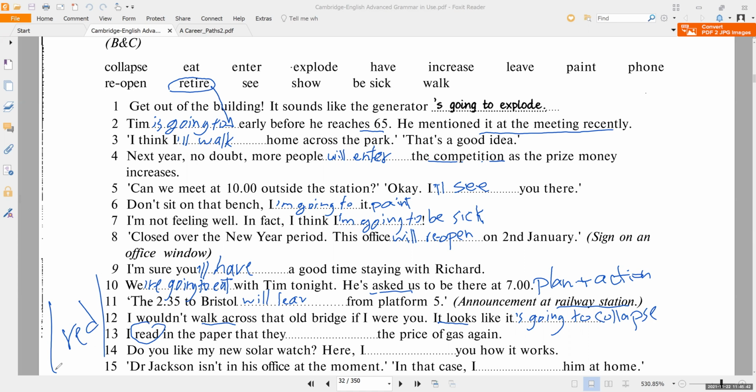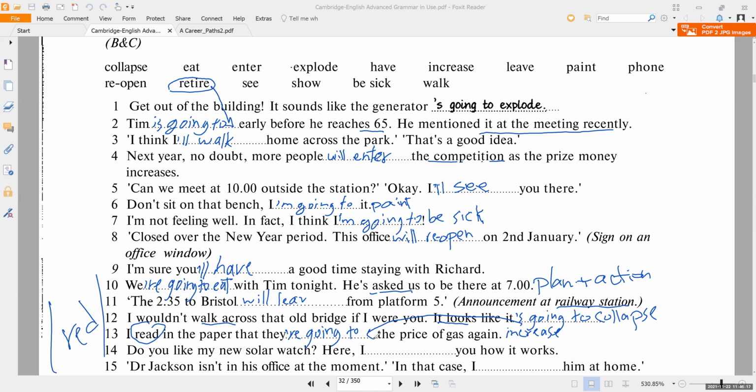إذا هنا they are going to increase. to هنكتب كلمة increase هنا. The price of gas again. إذا سمعت أو قرأت، إذا هناك معلومة سابقة راح نستخدم going to. قرأت إنه سيتم زيادة سعر الوقود.